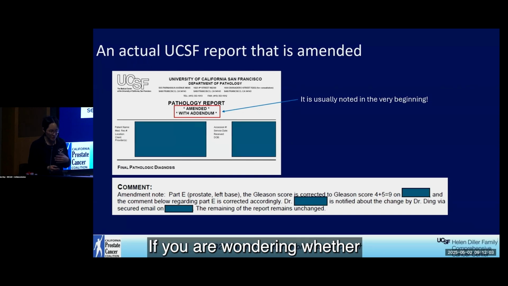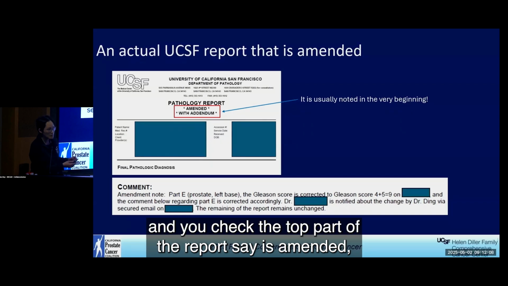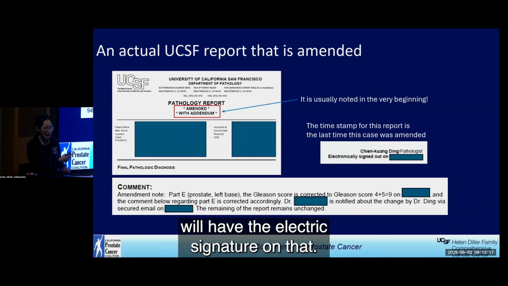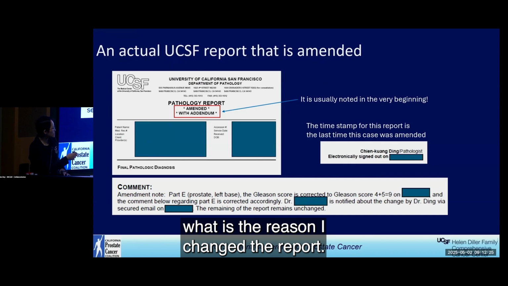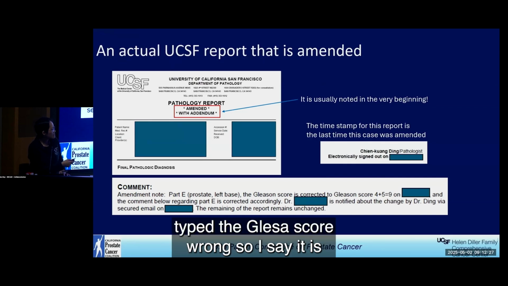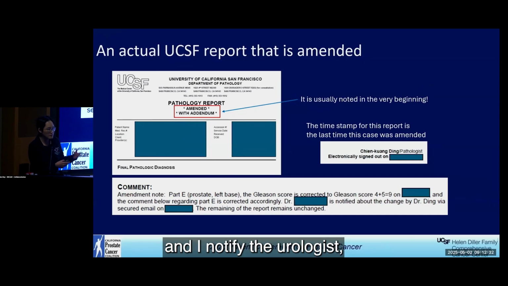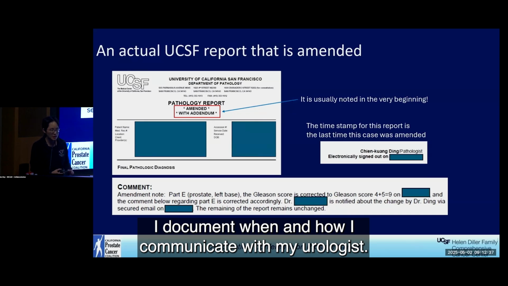And so if you are wondering whether your report was changed at some time by someone, you check the top part of the report, to see if it's amended, and the timestamp is the time I changed the report, and who changed the report will have the electronic signature on that. And I have to put in a comment, like, what is the reason I changed the report? So, like in this case, I probably typed the Gleason score wrong. So I say it is corrected to the correct score. And I notify the urologist, say, I'm sorry, I made a mistake. I document when and how I communicated with my urologist.